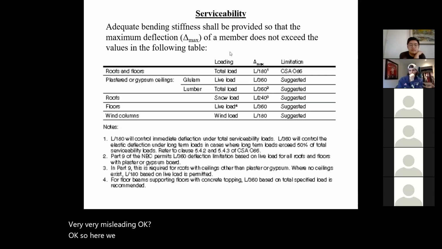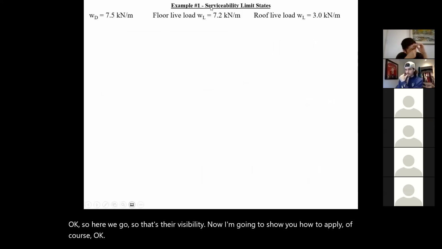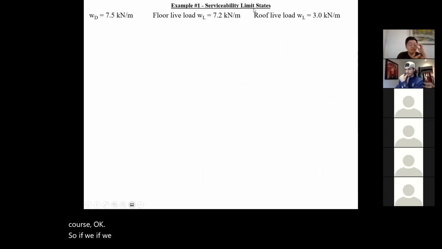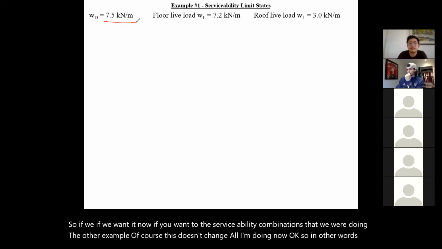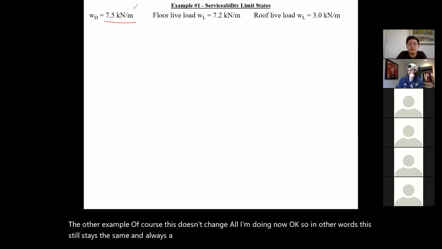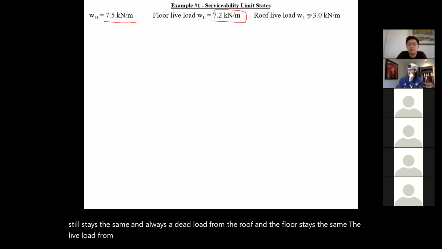So that's serviceability. Now, I'm going to show you how to apply it. If we want to do the serviceability combinations that we were doing in the other example, this doesn't change. In other words, the dead load from the roof and the floor stays the same. The live load from the floor stays the same. The live load from the roof stays the same. But what happens to the snow load?